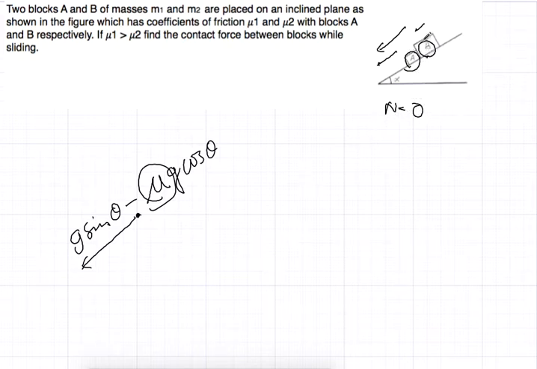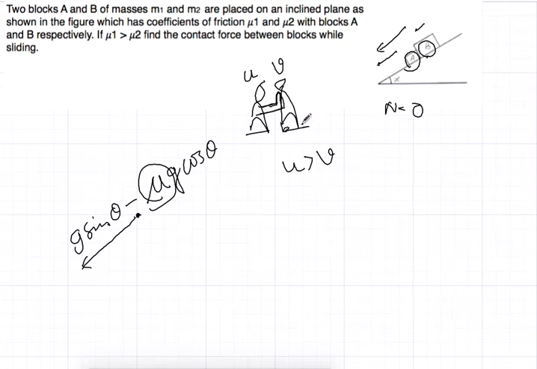But in this case, B is moving faster. Why? Because mu1 is greater than mu2. That means A has more frictional force than B, so obviously B will move faster and A will move slower. By analogy, suppose you and your friend are both running, you with velocity u and your friend with velocity v, and u is greater than v. Then obviously your friend will feel a push because you are running faster. So we'll analyze this problem one by one.